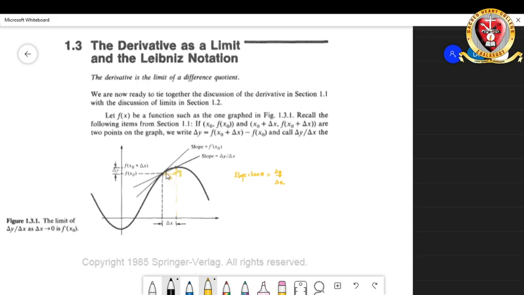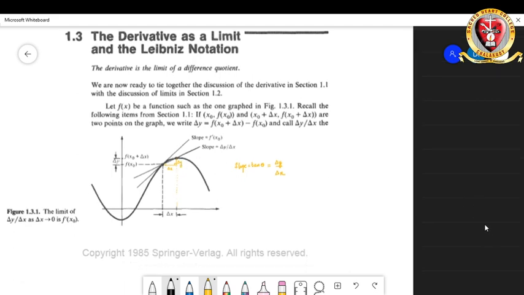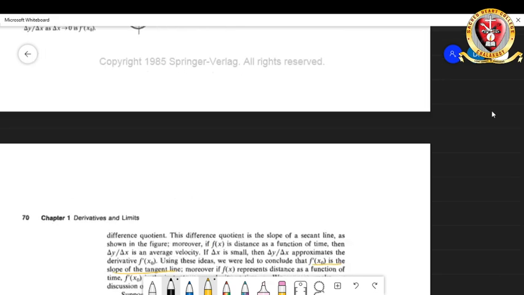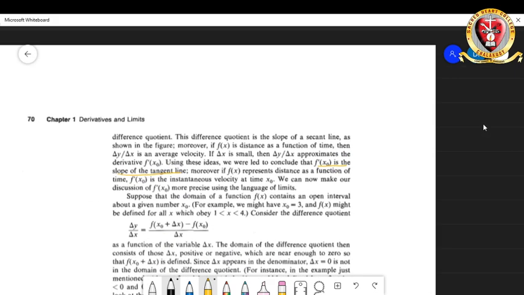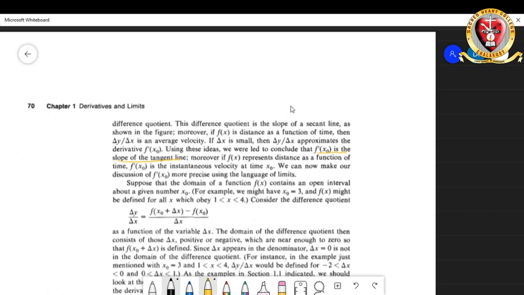So if this angle is called theta, actually delta y by delta x is tan theta, which is nothing but the slope of the line joining the points which we talked about now. So from that we understood that the difference quotient, which is delta y by delta x, is nothing but the slope of that secant line.